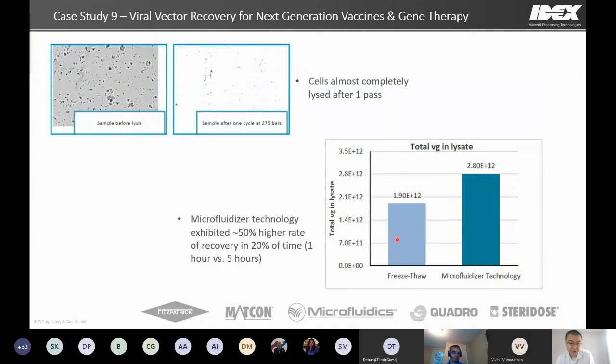Also, the freeze-thaw method is a very tedious method, and it took about 5 hours to complete the entire test with the same amount of cells. But the microfluidics processor was done in less than 1 hour, including all the preparation and sanitizing step. So this is like 80% reduction in the processing time.